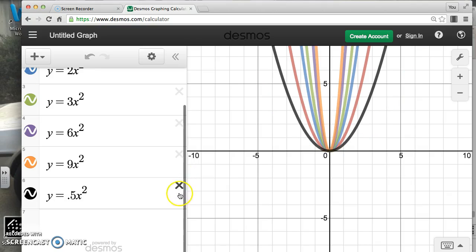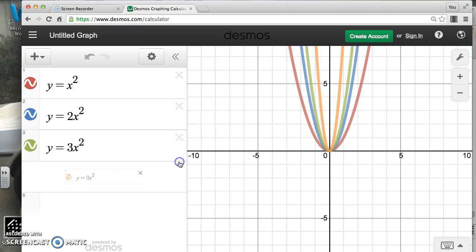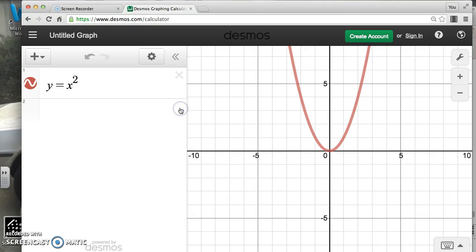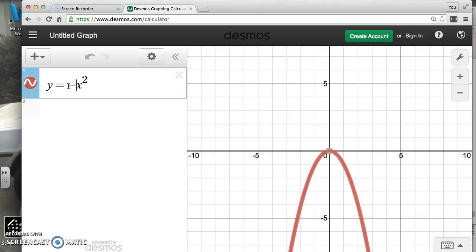Let's get rid of all these. There's too many of them. Let's just click them out, click them out, click them out. All right, let's go back to the beginning. So x squared, that's our standard parabola. Now, if we put a negative in front of this, everything else we already learned still holds, but with a negative, it's now upside down.